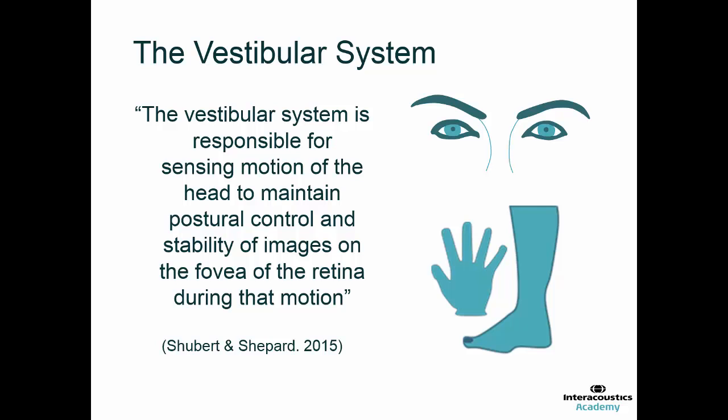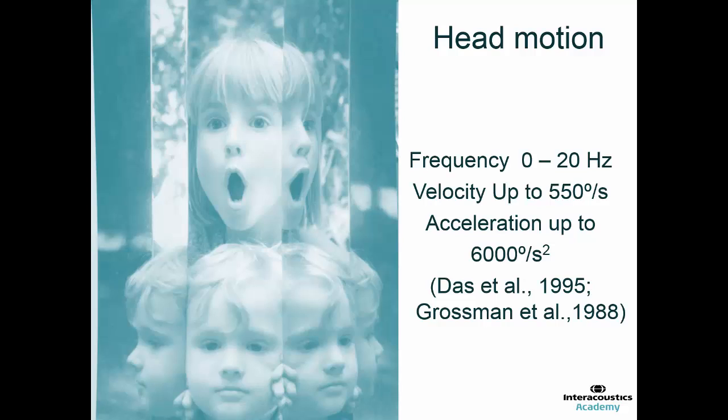So, what type of head movements do we make from day to day? What we can see is that head movements occur over a wide range of different frequencies, from 0 to 20 Hz, and very fast, from velocities up to 550 degrees per second. So we can see that these head movements are very diverse, ranging from very small and very slow to very large and very fast. It only seems fitting that if we're going to assess the vestibular system properly, that we actually test it under these different conditions, rather than just relying on the results from only one type of head motion.